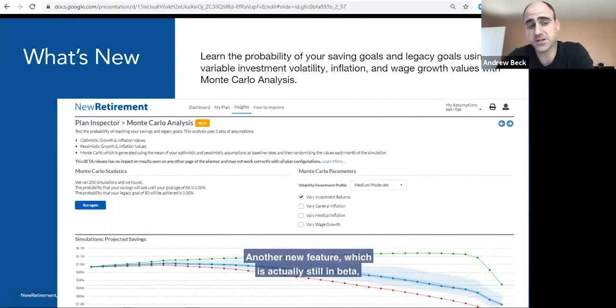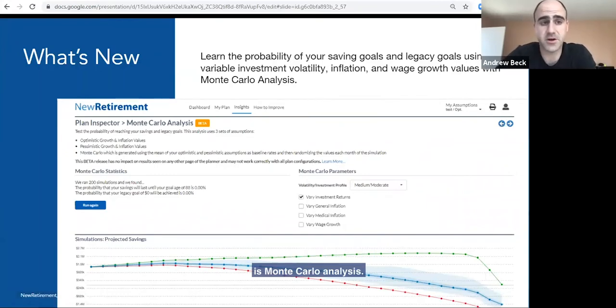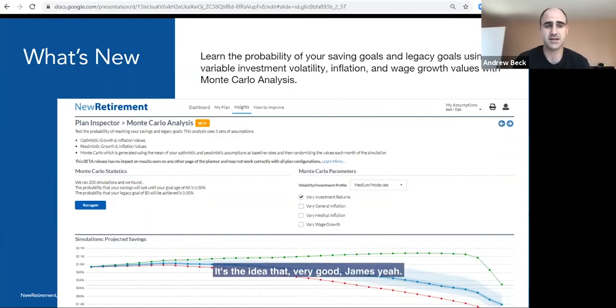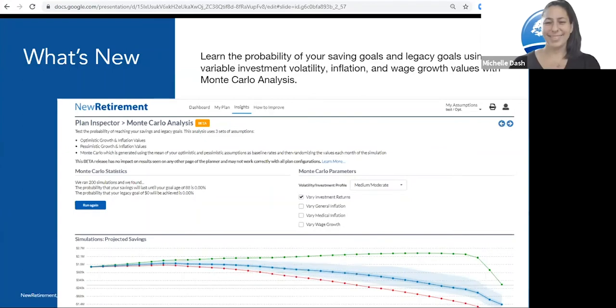Another new feature, which is actually still in beta, is Monte Carlo analysis. Pretty exciting one. A lot of people have been asking for this a long time. Everybody does this a little bit differently. First, we'll just quickly talk about what is Monte Carlo analysis. It's kind of reflecting what Steve was just saying.